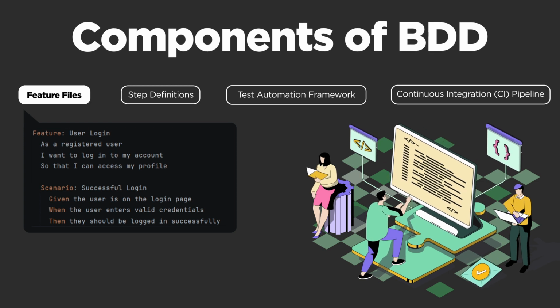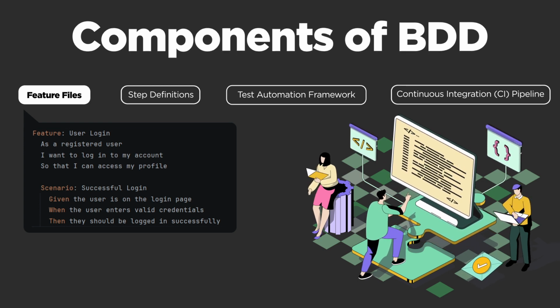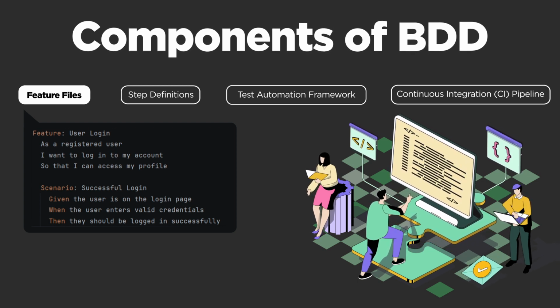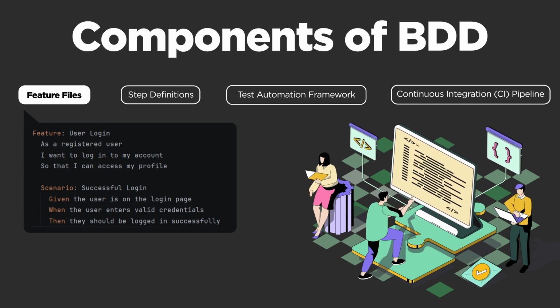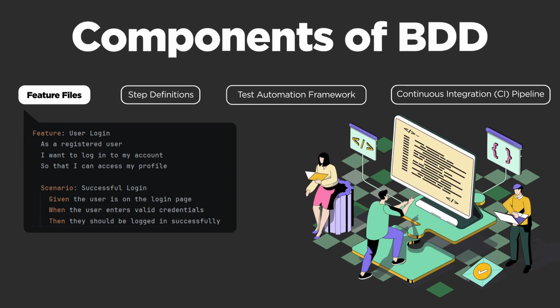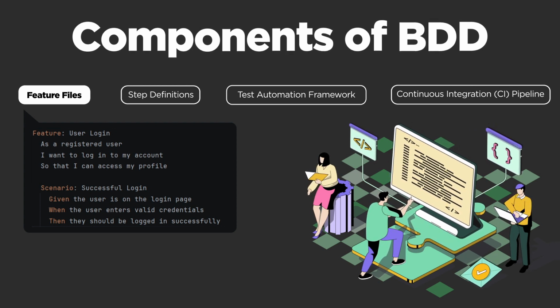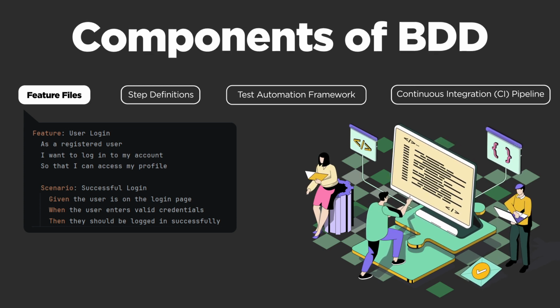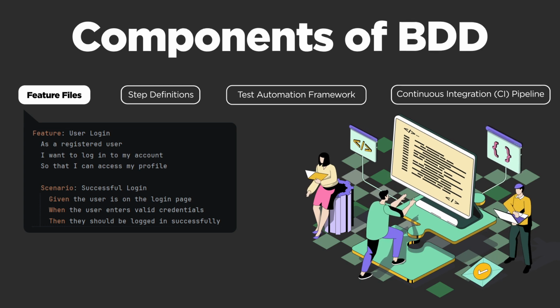Then we have a scenario. Its title is Successful Login, and it consists of the following steps. It starts from a precondition: Given the user is on the login page. Then we perform the action: When the user enters valid credentials. After this, we verify the expected result: Then they should be logged in successfully.